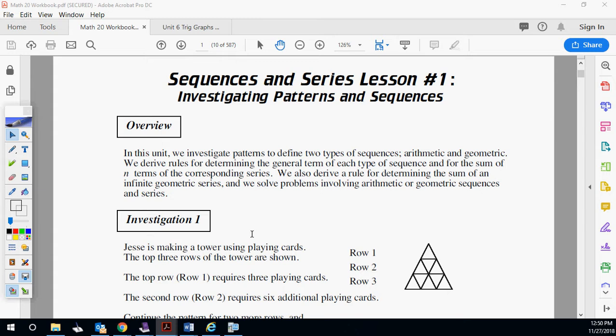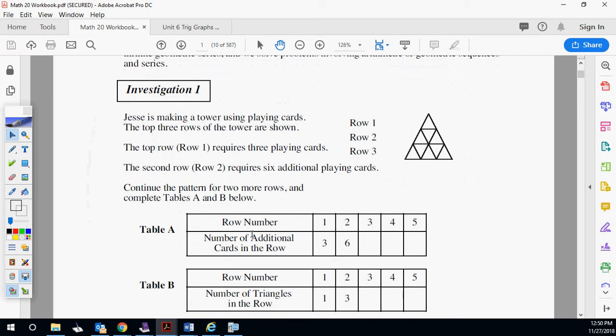Just the short summary: arithmetic is adding and subtracting patterns. Geometric is multiplying. We say always multiplying, but if you're multiplying by a half, you're dividing by 2. But it's always multiplying.